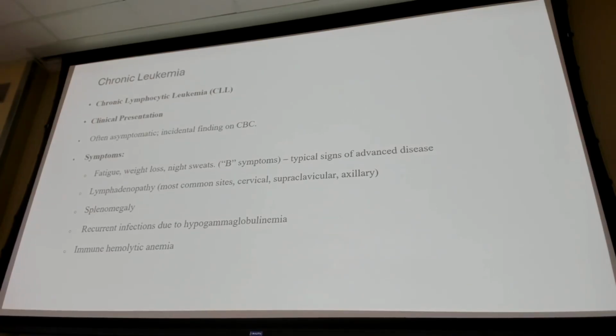All right, asymptomatic, incidental finding. What are our typical classic cancer symptoms? Right, our B symptoms: fatigue, weight loss, night sweats, lymphadenopathy. These are lymphocytes. Where do lymphocytes go to live? Lymph nodes. Right, so you get some lymphadenopathy. Splenomegaly, recurrent infections due to the hypogammaglobulinemia.